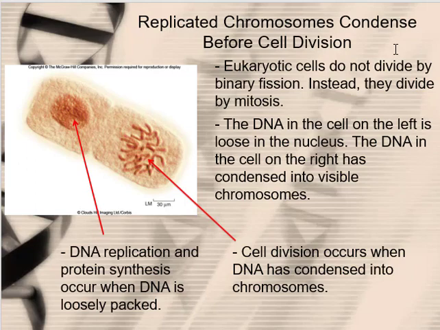Replicated chromosomes condense before cell division. DNA replication and protein synthesis occur when DNA is loosely packed.